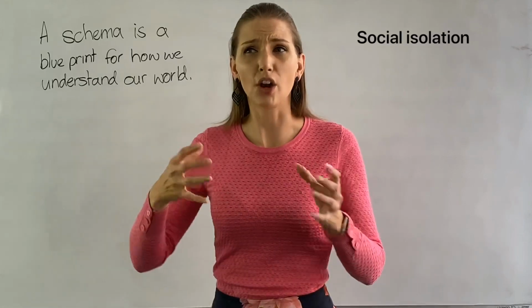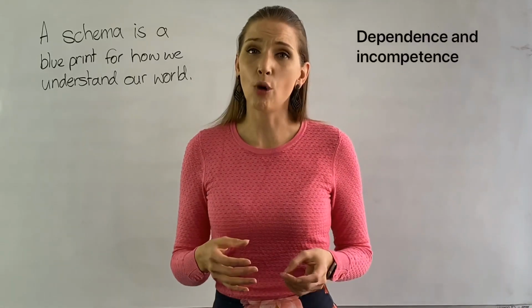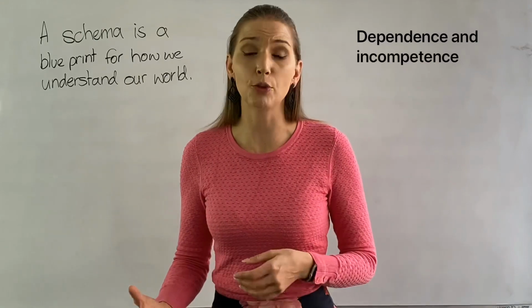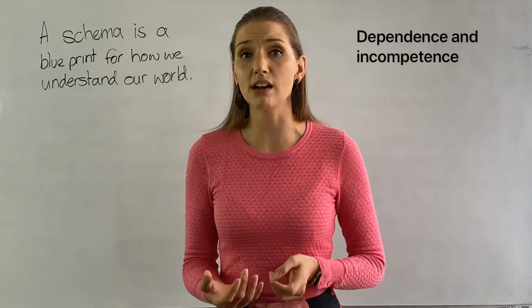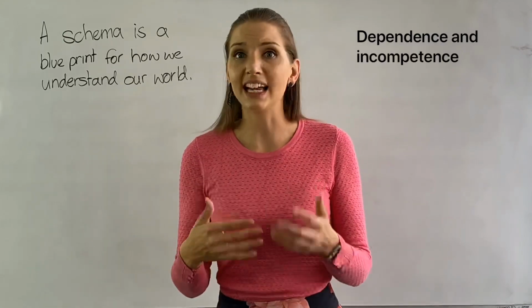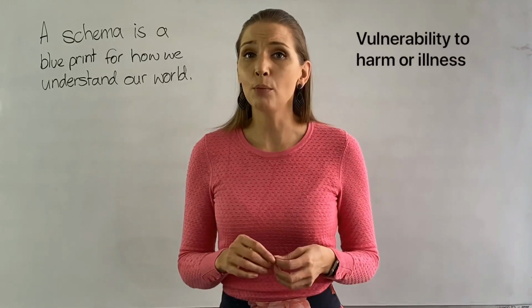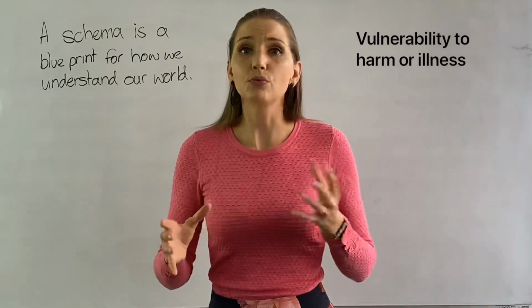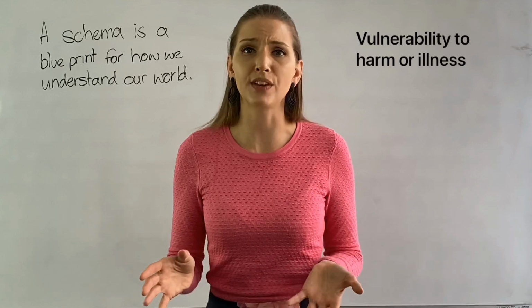It's a sense of kind of always being on the outside of a group. Dependence and incompetence is the belief that you will always have to rely on other people to do basic tasks for you, and you're incapable of doing basic tasks or daily kind of tasks of living for yourself. Vulnerability to harm or illness is the belief that you're always at risk of harm or injury or catastrophe, and there's nothing you can do to prevent it.